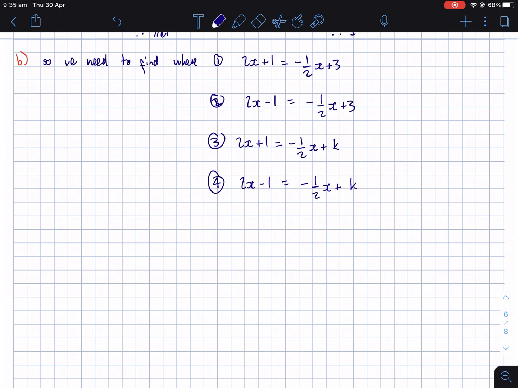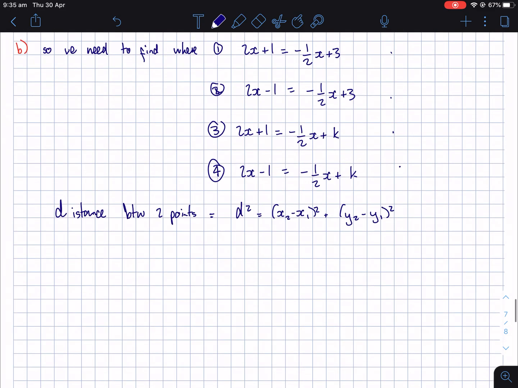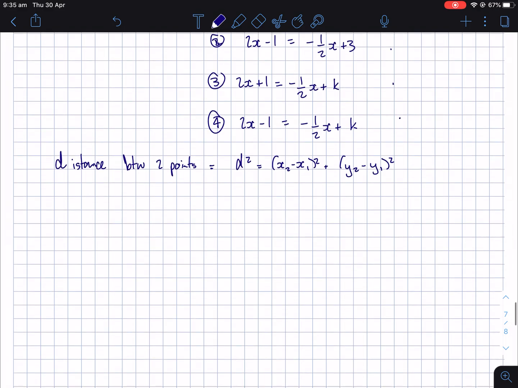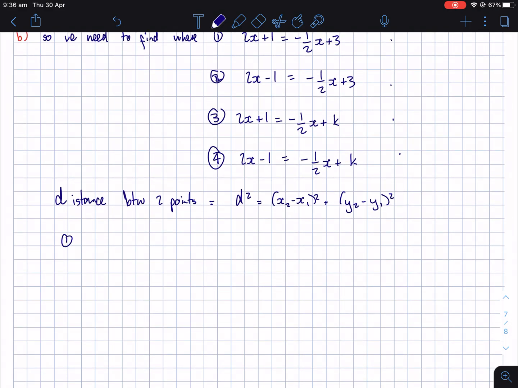And don't forget then the distance between 2 points. Well, d squared equals x2 take x1 squared plus y2 take y1 squared. And we're going to end up using the x and y coordinates from each of 4 of these points and saying that they're going to come out as the same, because if it's a square, the distances between these points should all be the same. So let's start off with number 1.